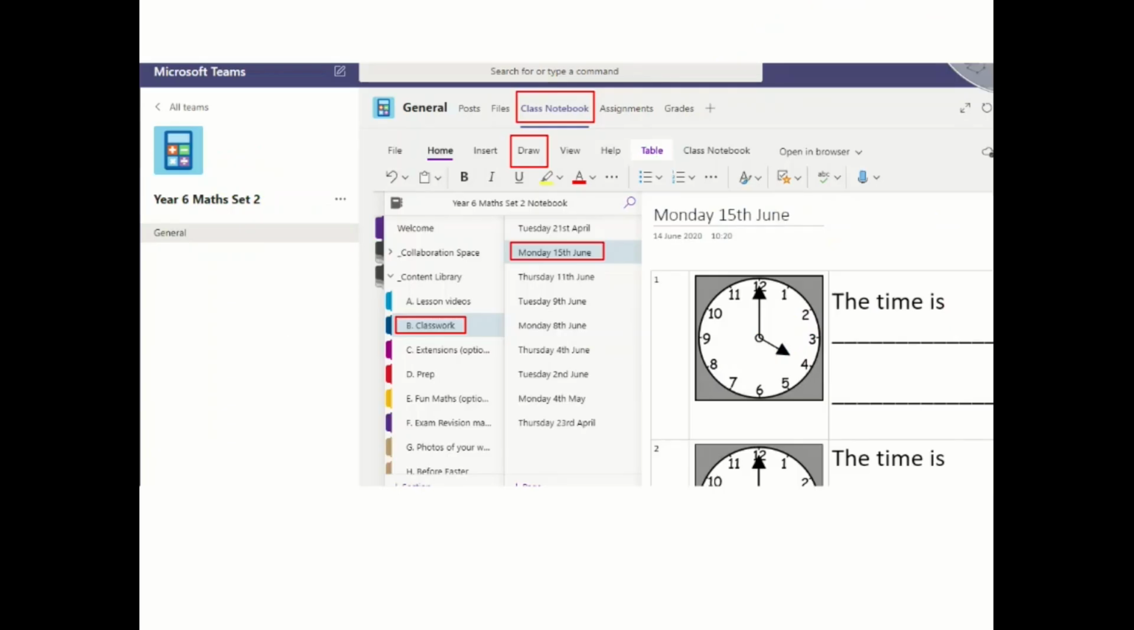Okay, you now should have enough examples to have a go at the classwork tab in Class Notebook, also called OneNote of course. Find Monday the 15th of June, and I would like you to use the draw pen to write out the times that are shown by each of these clocks, please. Please write out the numbers in words and all the full sentences that I have used in the examples here in this video.